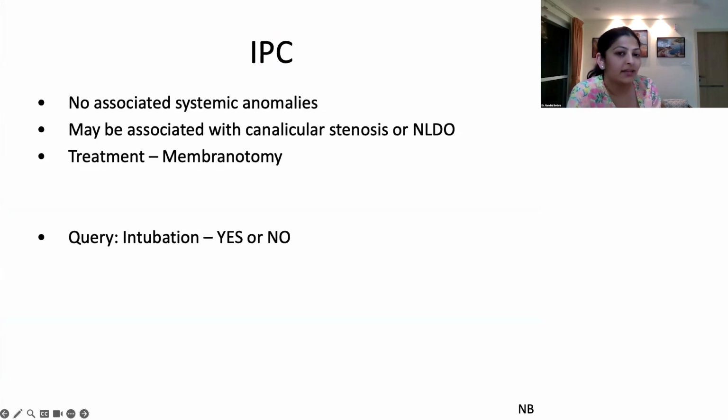As I said, there are no associated systemic anomalies. Sometimes, very rarely, it may be associated with a canalicular stenosis or an underlying congenital nasolacrimal duct obstruction, in which case you already know what to do. Do we need an intubation after we break the membrane? No, we don't need an intubation. These membranes don't form again. It is very similar to the one that we open in the nasolacrimal duct. We do not really need to put in a stent. Similarly, over here also, we do not really need to put in a stent.